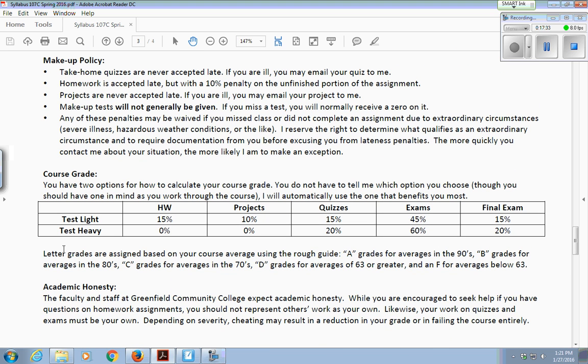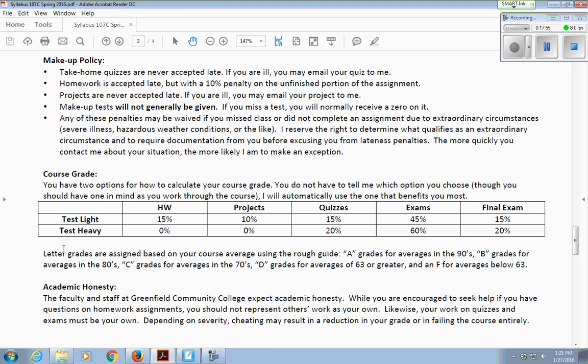Take-home quizzes are never accepted late. If you're ill, you can email your quiz to me. If you were ill the day I handed it out, you can download it off Moodle. Homework you can hand in late, but it gets a 10% penalty on the unfinished portion of the assignment, whatever part was late. Projects are never accepted late. If you're ill, you can email your project to me.